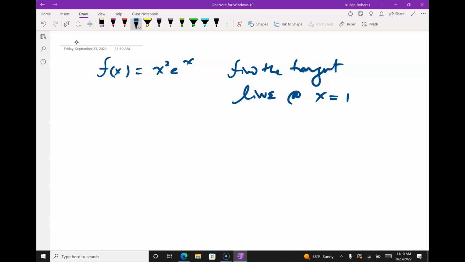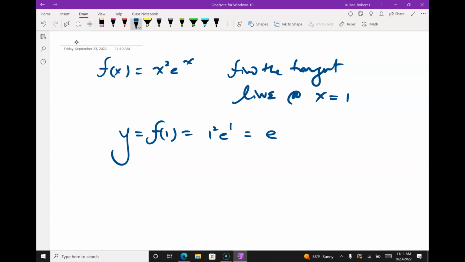So what do I need to get a tangent line? I need a y value, I need a derivative, and I need a slope. So the y value is easy. It's just f of 1, right? So that's 1 squared times e to the 1. So that's just e.